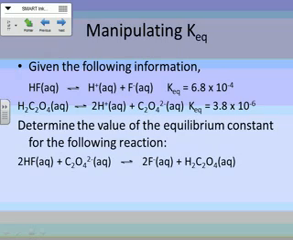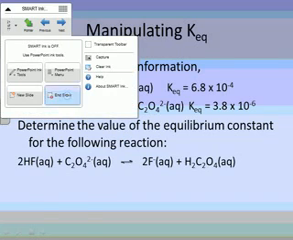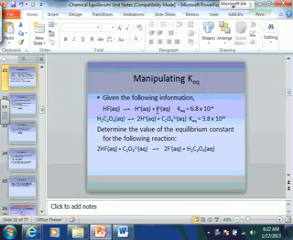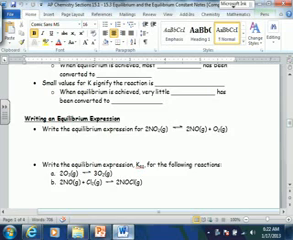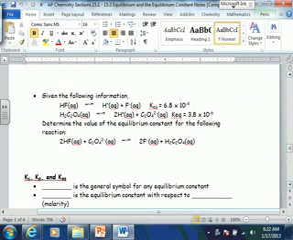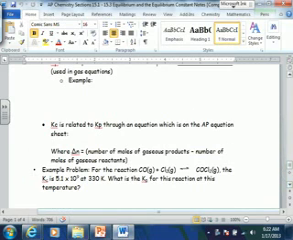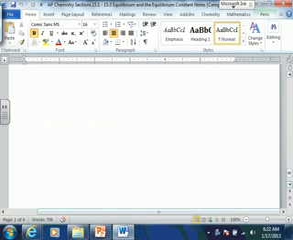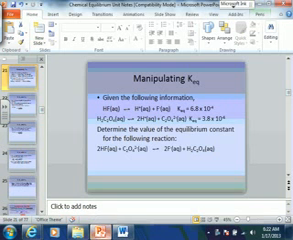Okay, so given the following information, determine the value of the equilibrium constant for the following reaction. All right, so now we're basically doing a Hess's law type thing. Notice we can manipulate these two equations up here so that we can get the equation down at the bottom. Now let me make sure I haven't gone too far here. I can't remember where these notes cut off. Magnitude of KEQ, manipulating KEQ. Oh yeah, and then we talked about KP, KC. Yeah, this is a lot. So I'll try and get through this as fast as I can here.